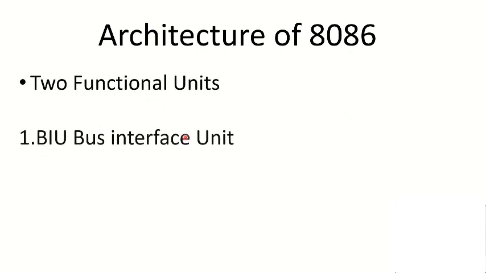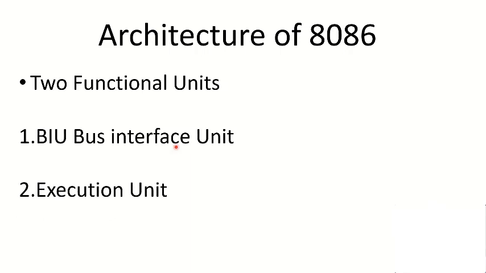So in the 8086 architecture there are two main functional units. One is called the bus interface unit, which acts as a bridge between the microprocessor and the memory or input/output devices. Next is the execution unit. This execution unit will decode and execute the instructions that are fetched by the bus interface unit. It means the fetching work will be performed by the bus interface unit.